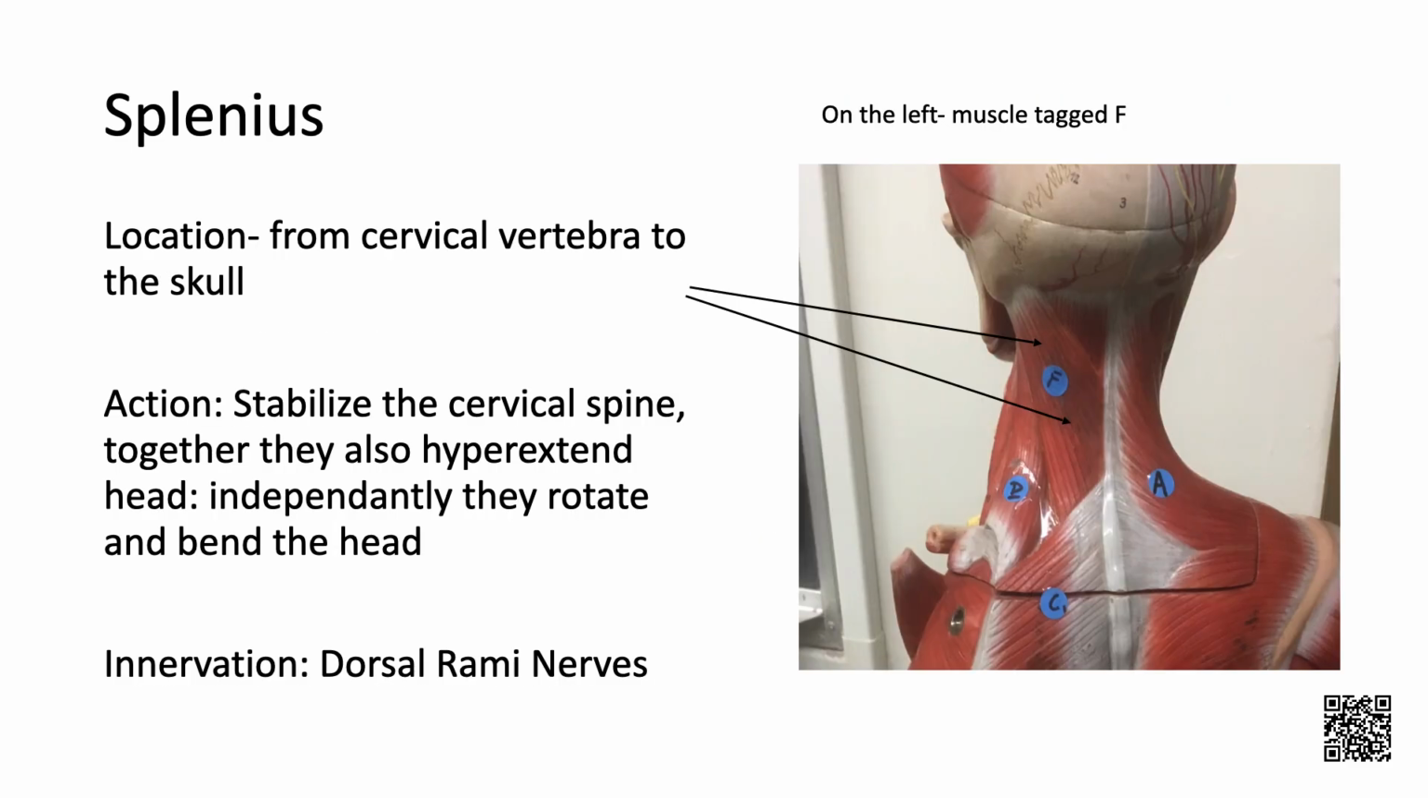Splenius runs from the cervical vertebra up to the skull. When both sides contract, they stabilize the cervical spine and hyperextend the head. When one side contracts, they rotate and bend the head. Innervation is dorsal rami nerves. Splenius means bandage. Think of these muscles as bandages wrapping the neck.